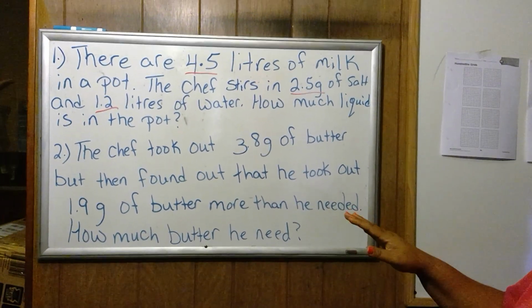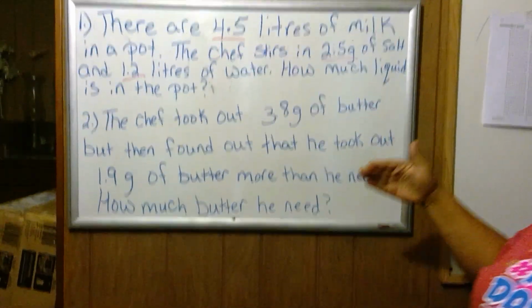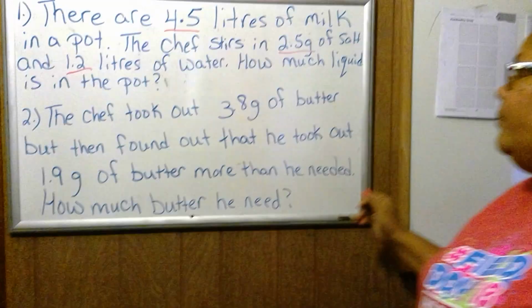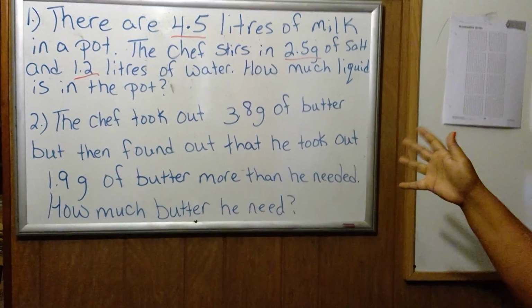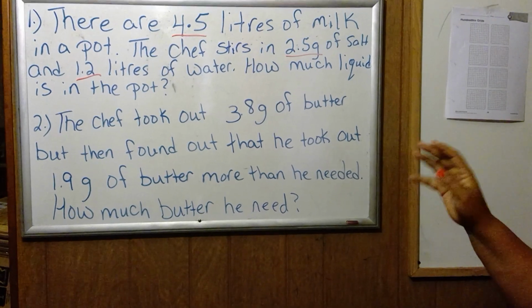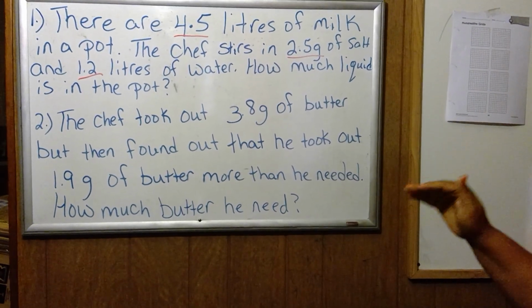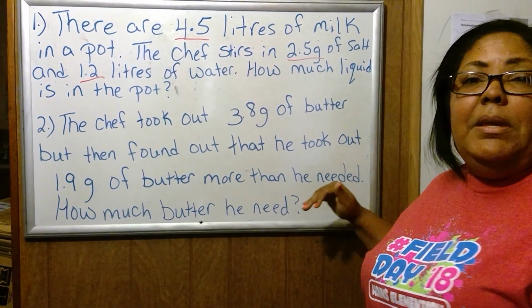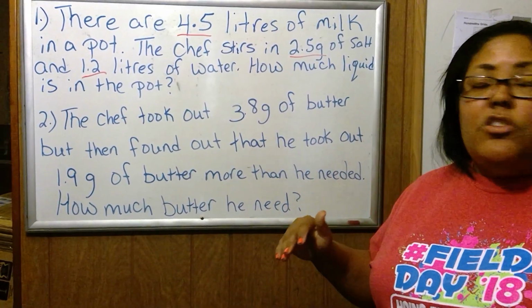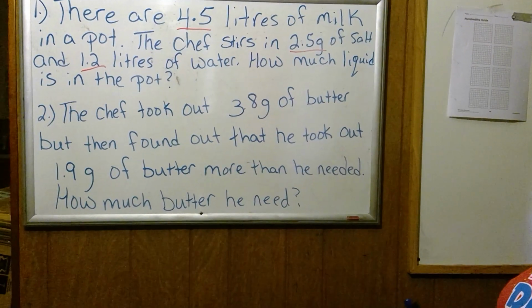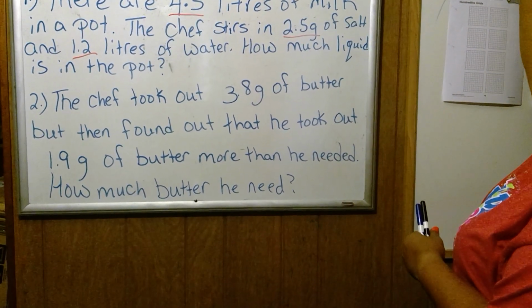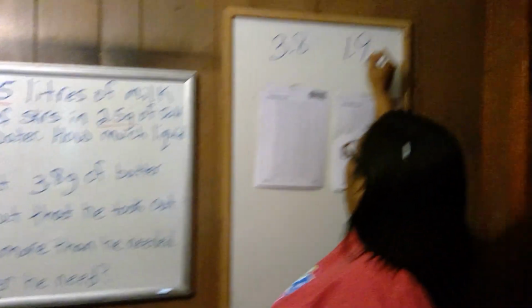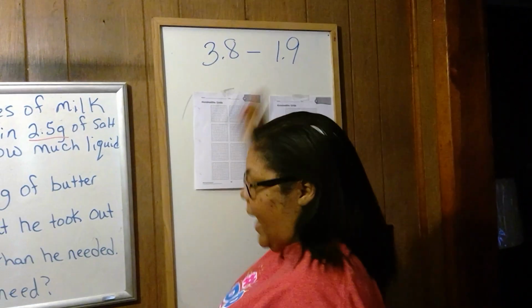So we need to evaluate. What type of question is it asking us? Is it asking us to add or is it asking us to subtract? So what are our math action words? The chef took out 3.8 grams of butter, but then found out that he took out 1.9 grams more than he needs. So that means I need to take away from what the chef started with. The chef started with 3.8, but he took out 1.9 more than. So that tells me we're going to subtract.